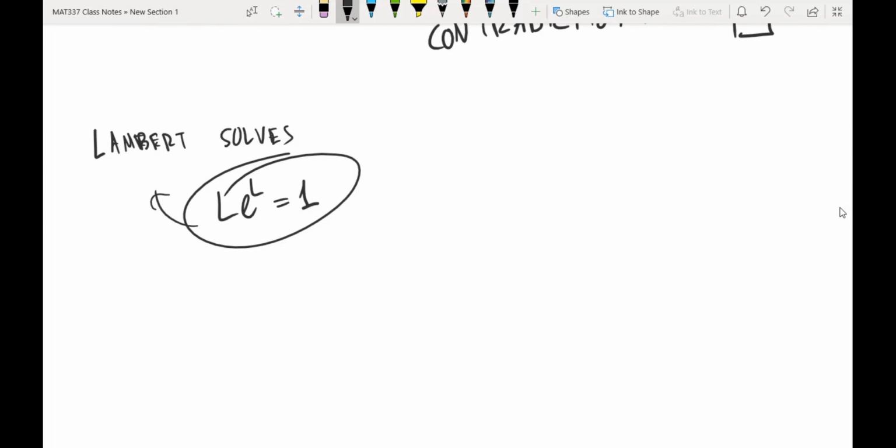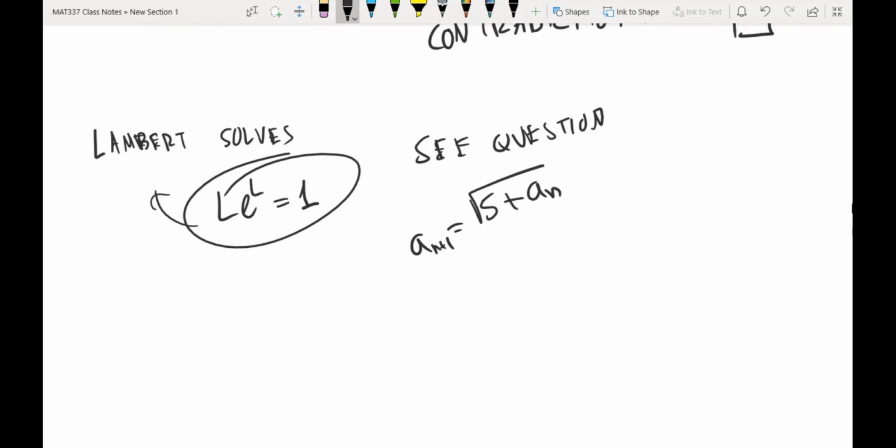We did a question like this before with the square root. So go through the lecture notes, see the question with square root 5, I think it was plus an. It's very similar. Is that okay, Binyao? Yeah.